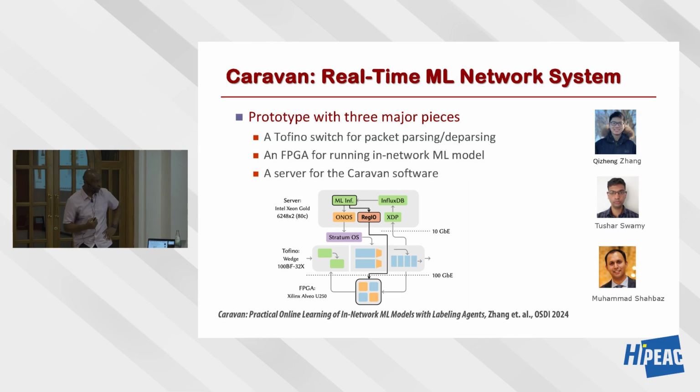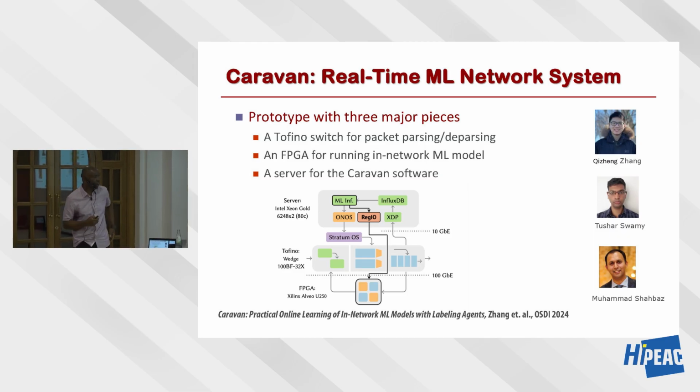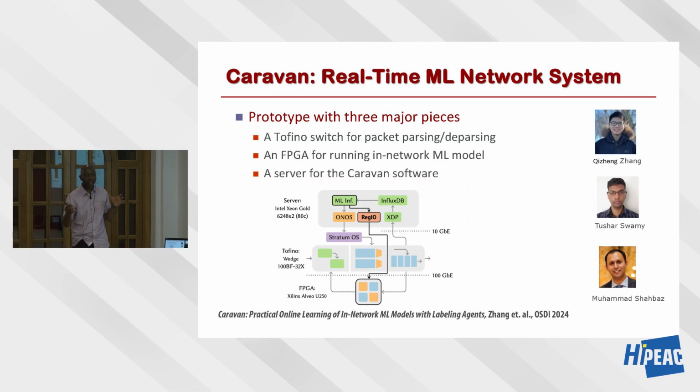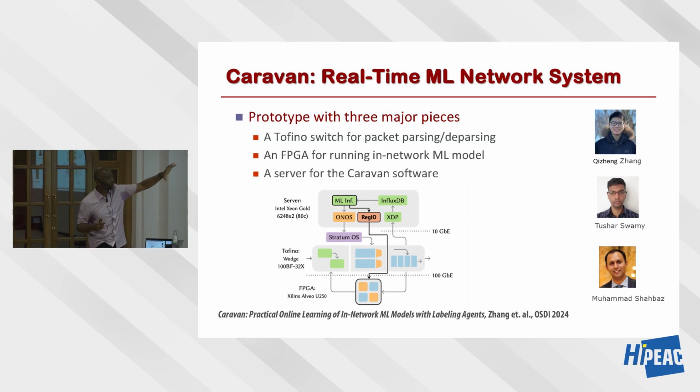So this is work that we recently published, in fact, last week at OSDI. It's called Caravan. The name of the paper is Practical Online Learning in Network ML Models and Labeling Agents. And it began with work that we developed under a project called Taurus to think about how we put machine learning into the network at line rate, right? So we took ideas from Reconfigurable Dataflow and we put them in a switch to accelerate ML. But now the question is, okay, how accurate are those models, right? And so this is the test bed that we developed.